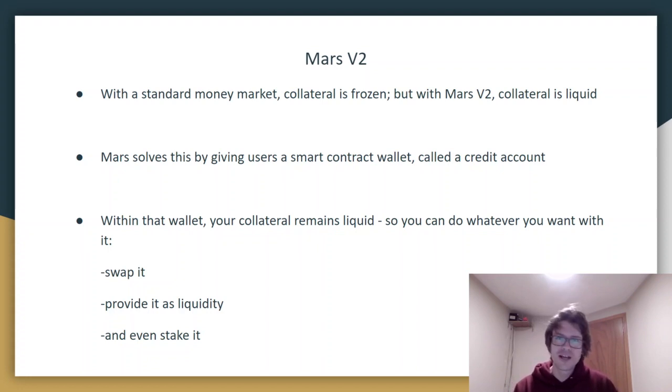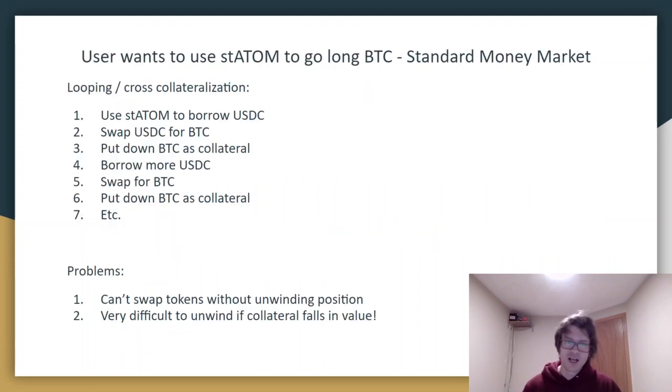Now, when the collateral is underpinning a debt position, you may not be able to withdraw it from the credit account. So it's not liquid in that sense, but within the credit account, it's liquid, and you can do all these amazing things while having an active debt position. So this is a big improvement on standard money markets.